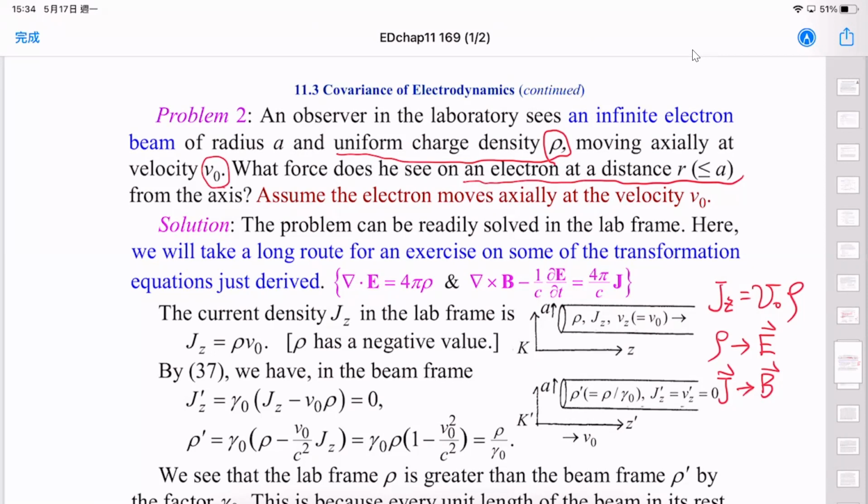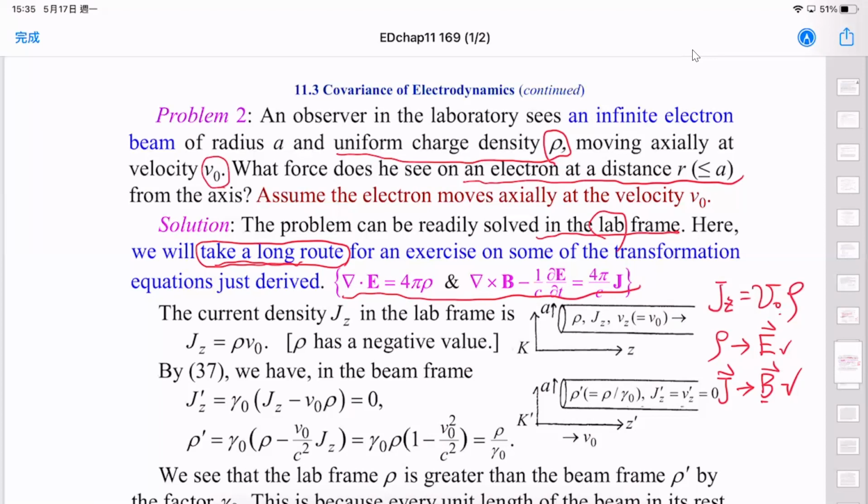Okay, the problem can be readily solved in the lab frame. Here we will take a long route for an exercise. In the lab frame, you have rho, so you can calculate D and E, and you have J, so you can calculate B. But here we take a longer route, an exercise on the transformation equations just derived. To use the knowledge of special relativity, we take a detour, first going to the simpler particle frame, or beam frame.